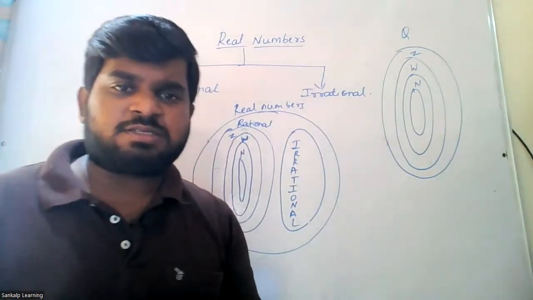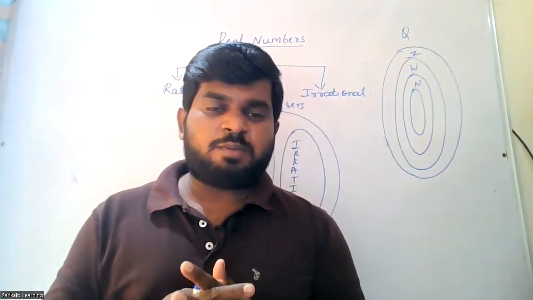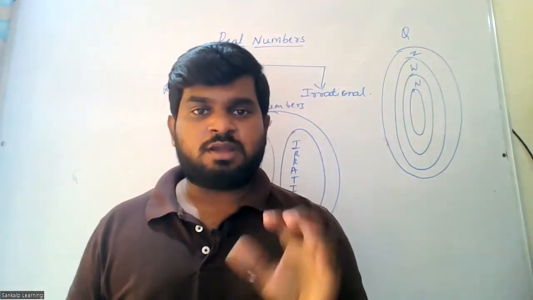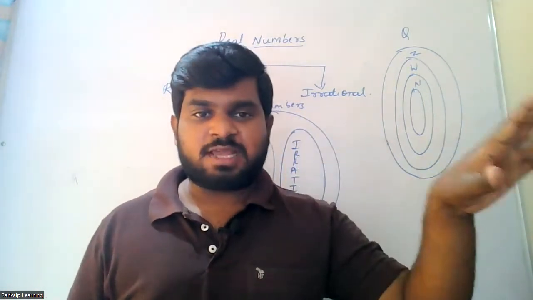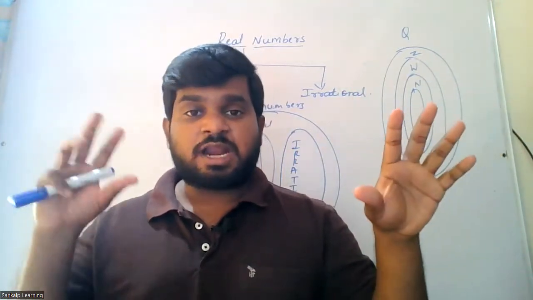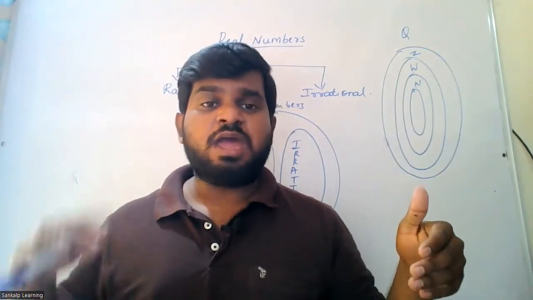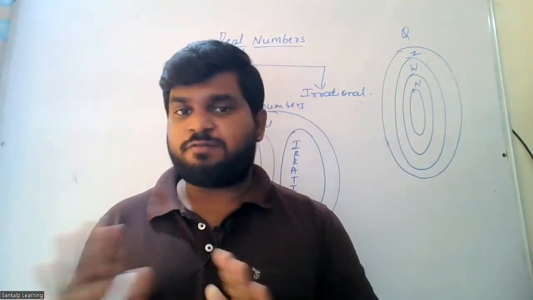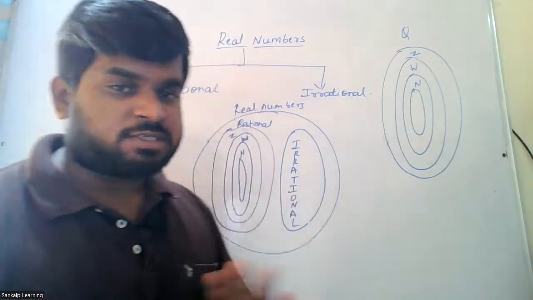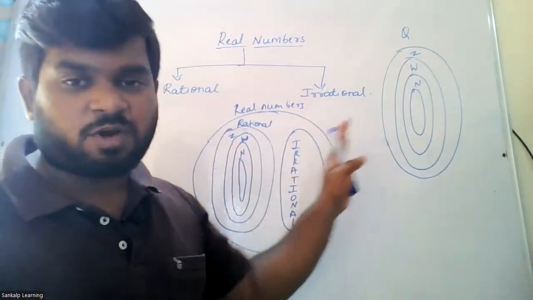Basically, as soon as we speak about real numbers, two things should come into your mind. It has got two persons in them. One is rational, another one is irrational. Rational, you can express in the form of P by Q. Irrational, you cannot express in the form of P by Q. Okay. This is the basic thing. These are the things that we are going to discuss.